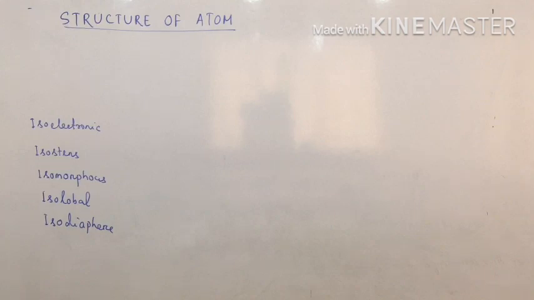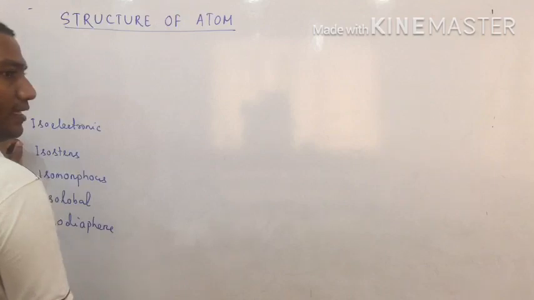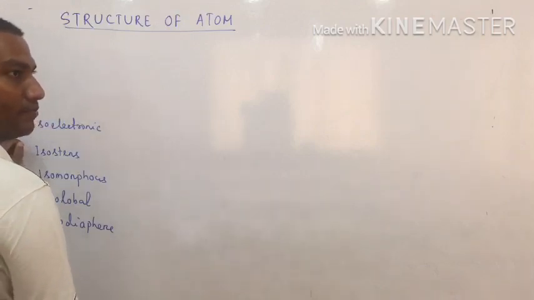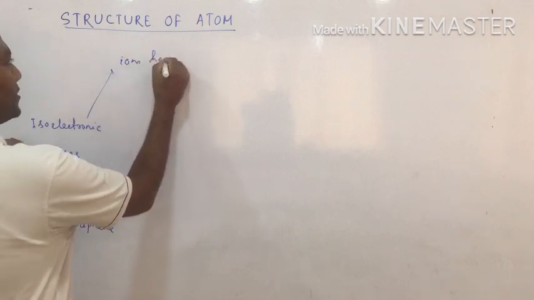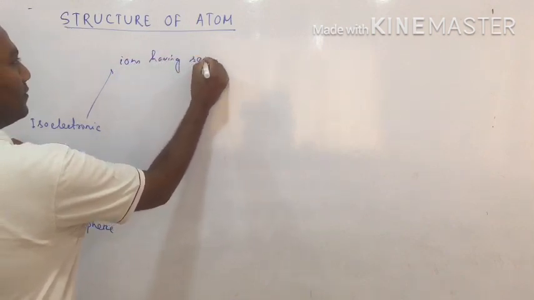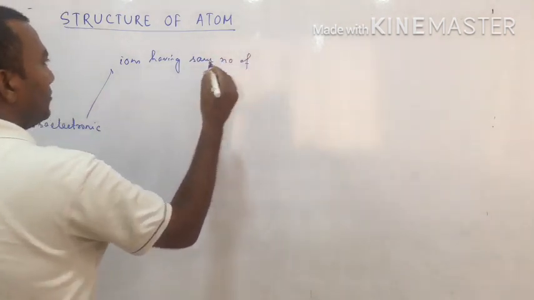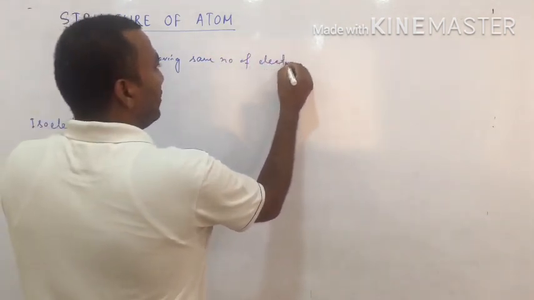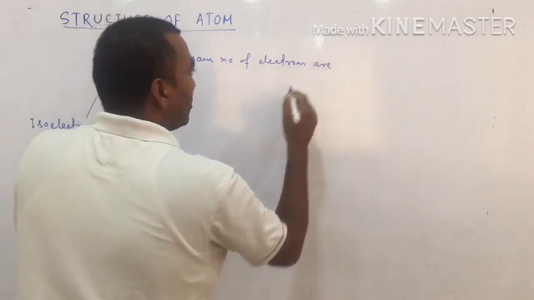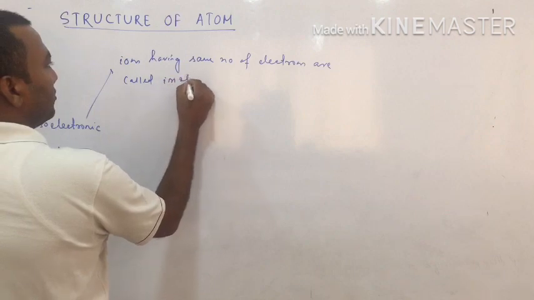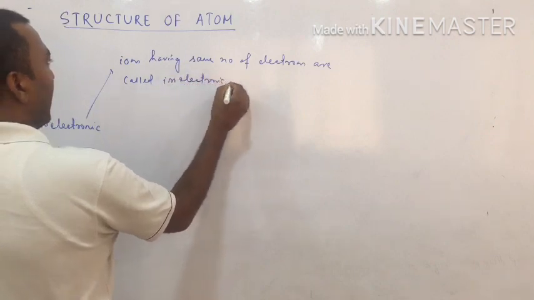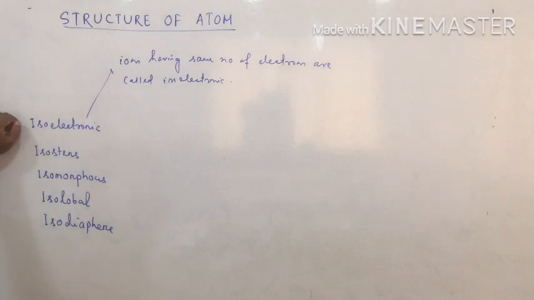Clear? Then next, what is the meaning of isoelectronic? Isoelectronic means electrons are the same. Ions having the same number of electrons are called isoelectronic.